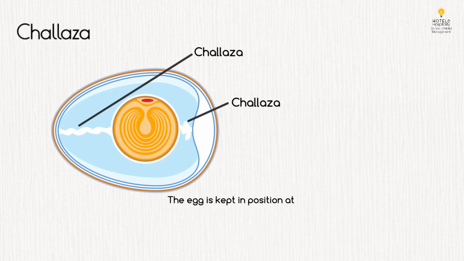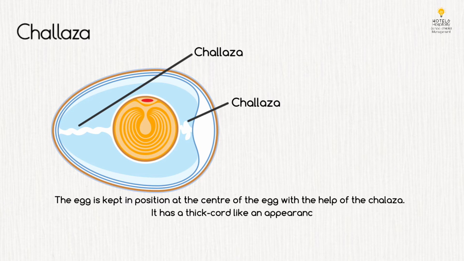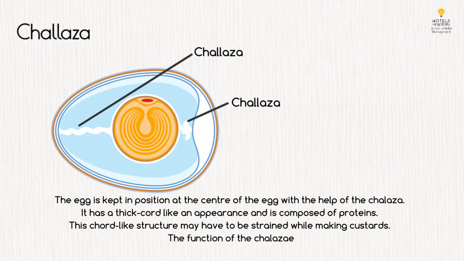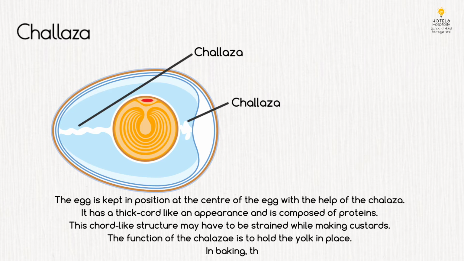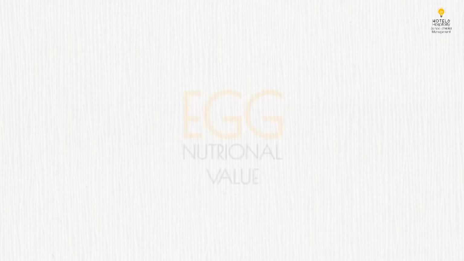Chalaza. The yolk is kept in position at the center of the egg with the help of the chalaza. It has a thick cord-like appearance and is composed of proteins. This cord-like structure may have to be strained while making custards. The function of the chalaza is to hold the yolk in place. In baking, the chalaza are sometimes removed in order to ensure a uniform texture.